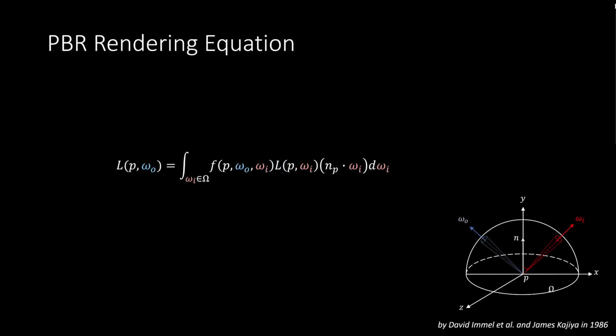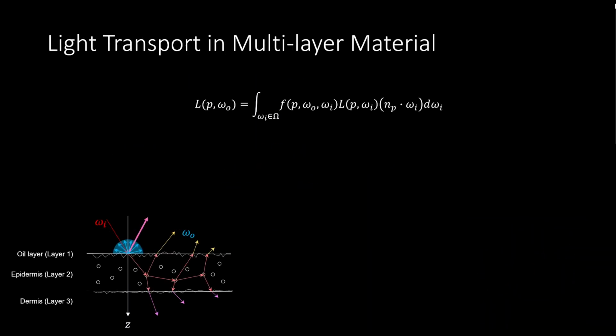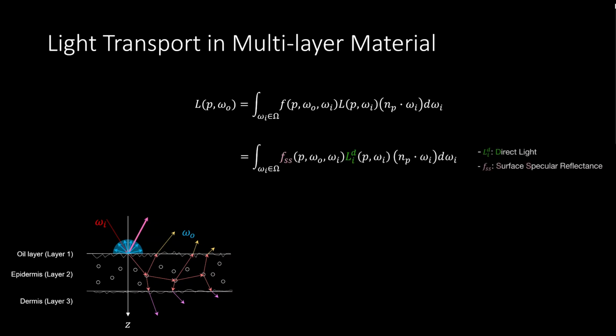We start from the physically based rendering equation, where the outgoing radiance at a given point is determined by the interaction between the incoming radiance and the material. We further developed our rendering equation to model lighting and the light transport within each layer. Our approach begins with the disentanglement of the surface specular reflectance from the direct light term. This term specifically captures the common reflections that occur at the topmost layer of a material.